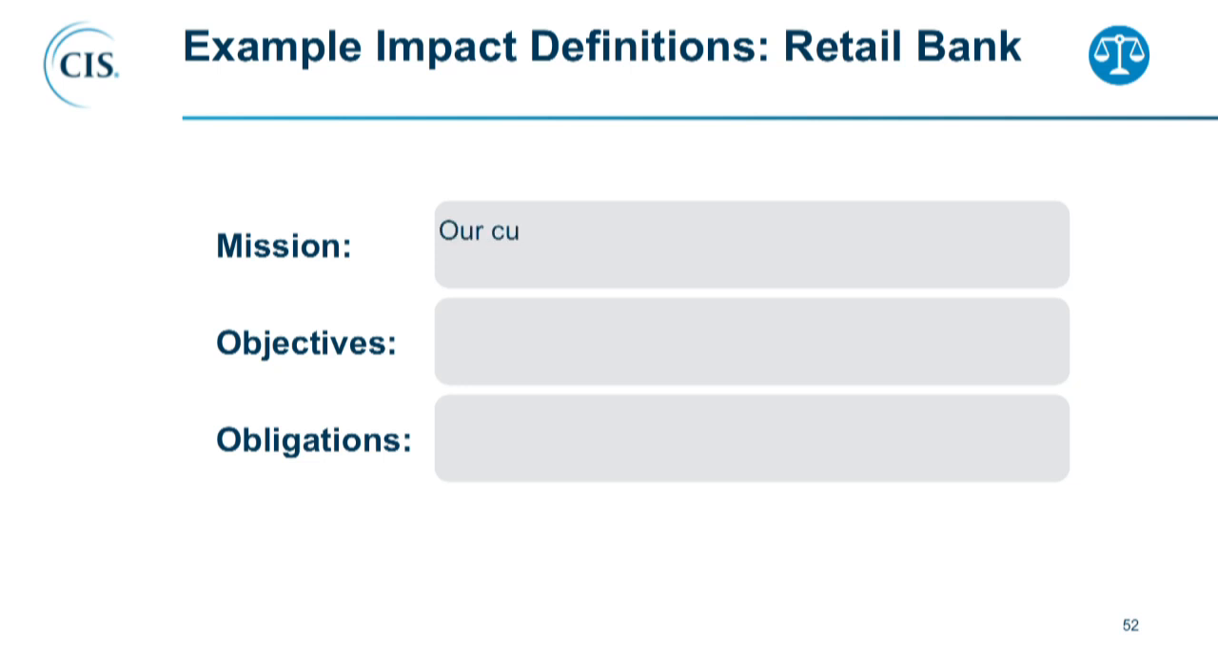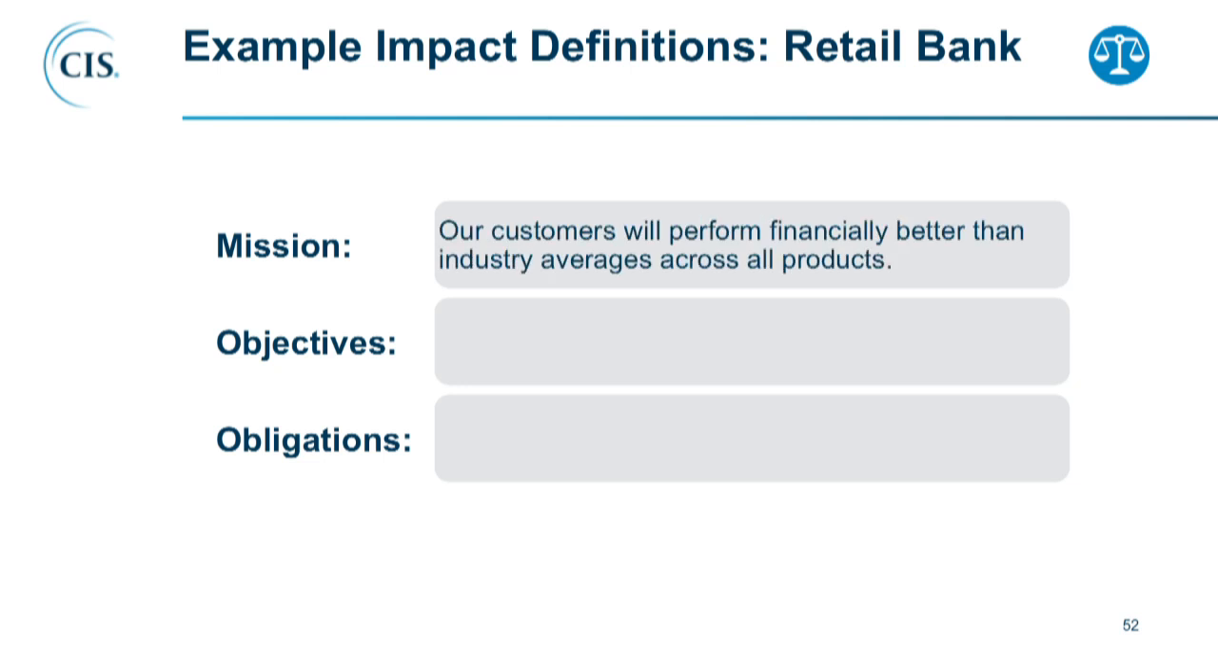One organization, this is a retail bank, says their mission is, "Our customers will perform financially better than industry averages across all products." That is a wonderful mission statement. The reason why that's a great mission statement is it says why it was worth it for your customers to engage in the risk with you. That's their benefit, that you're able to provide them. I've never been more proud of talking to corporate leaders when they are able to state their mission in terms that are not describing their business, but they describe the good that they do.